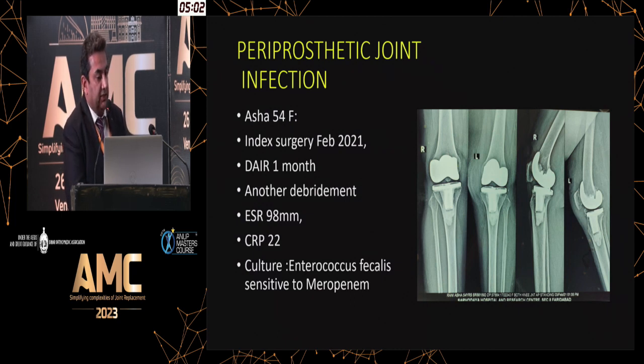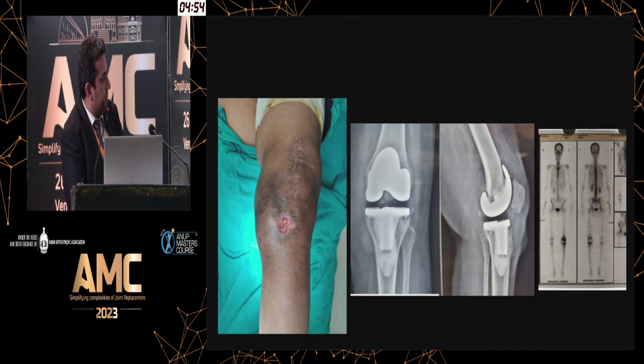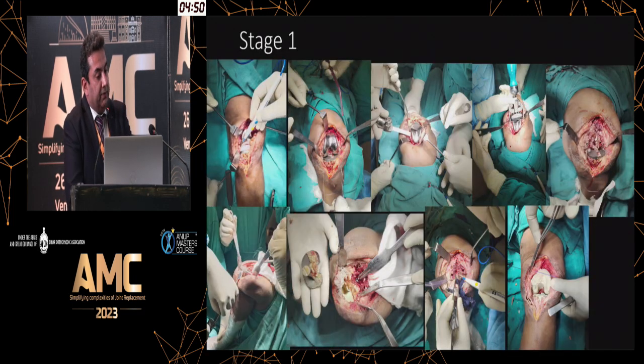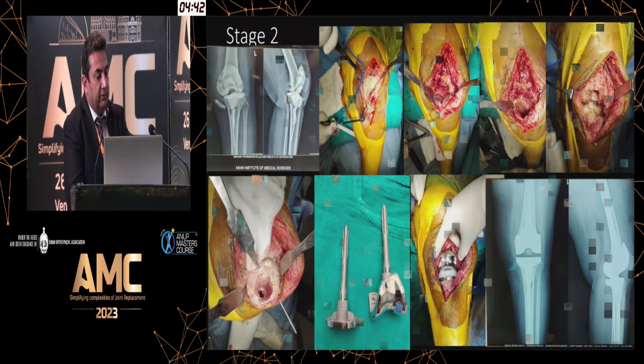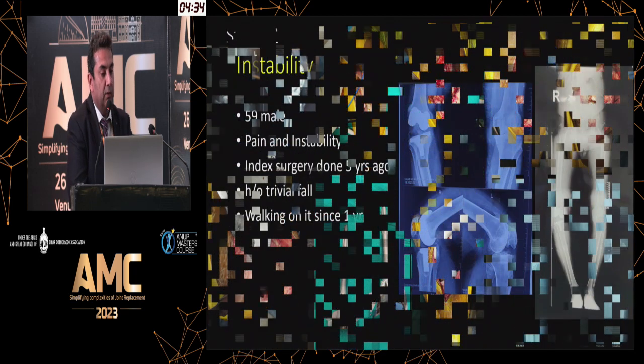PJI is another thing which needs to be addressed. This patient had debridement, Enterococcus grown, severe loosening on the femoral side, you can see here, and infection proven. Stage 1 was done, femoral component removal, then an articulating spacer was placed inside. Stage 2 done after 3 months. And you can see that the joint was reconstructed gradually according to the defects. And these are the final outcomes. You can see the patient is mobilizing well now.